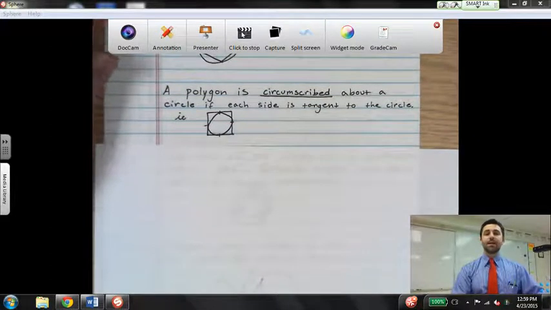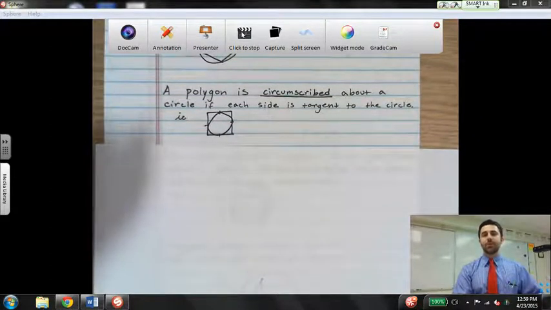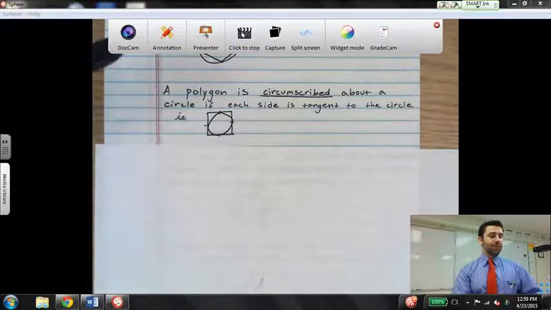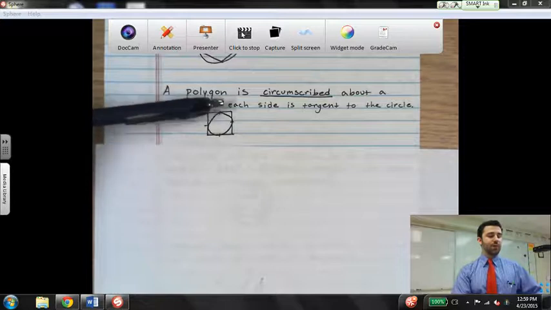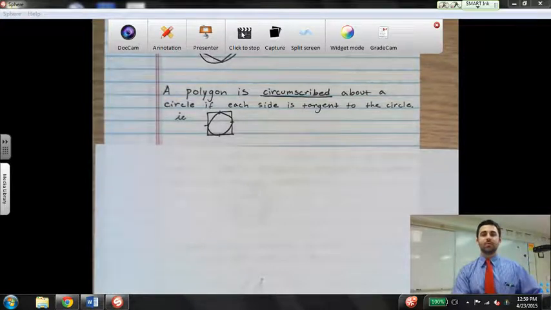A polygon is circumscribed about a circle if each side is tangent to the circle. So in this example, the square is circumscribed about the circle. You'll notice that I've drawn the points of tangency for each side of my square.